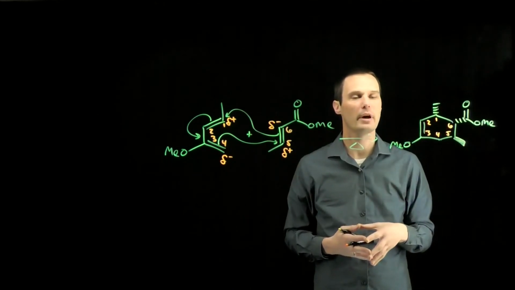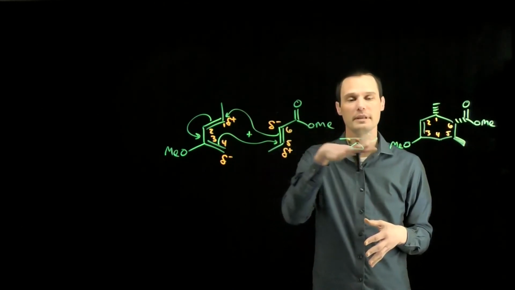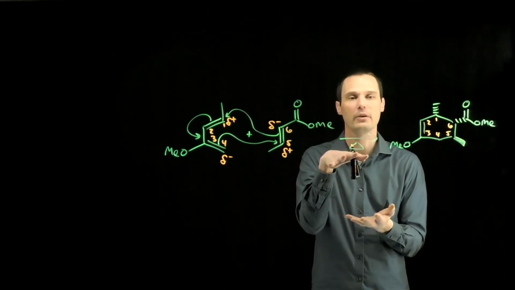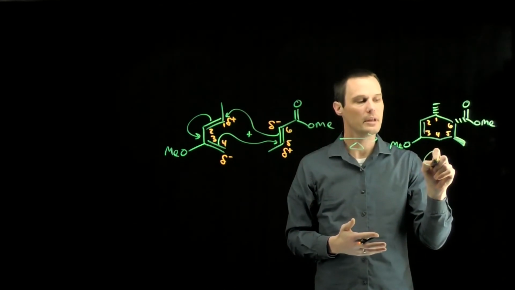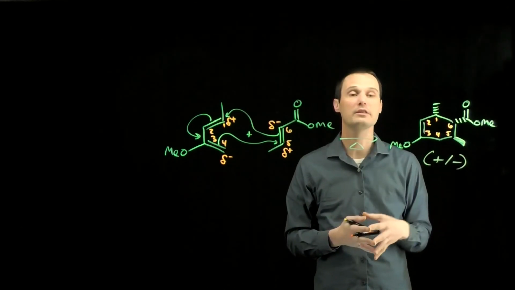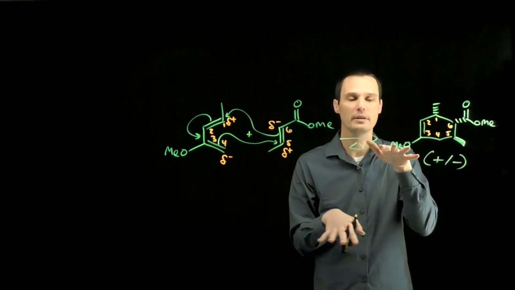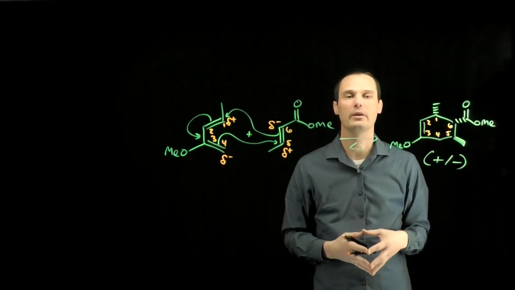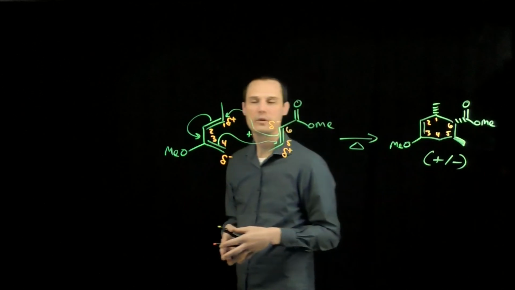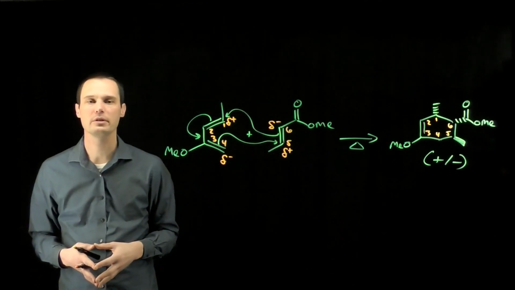This is when we draw the product from its traditional orientation, where the diene is on top and the dienophile is on bottom. This is a racemic product, and the other enantiomer would form from the other perspective, where the diene is on bottom and the dienophile is on top. This is our Diels-Alder product for this particular Diels-Alder reaction.